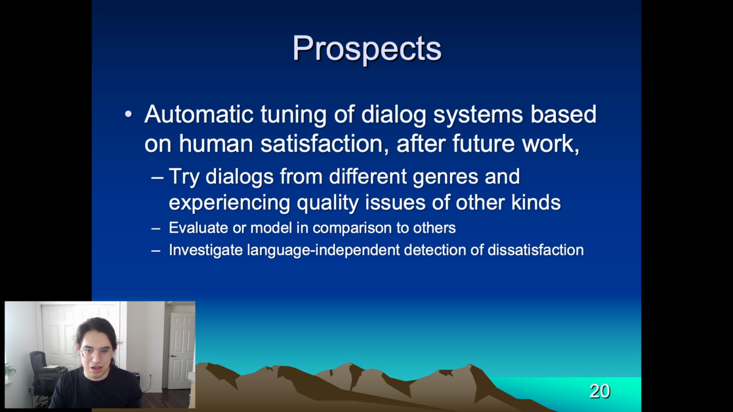Starting with what we're working on now, we would like to try different dialogues from different genres and experiencing quality issues of other kinds. So dialogues that experience issues not related to purchasing a product, for example. We also want to evaluate our model in comparison to other models, and this is possible because we made our corpus publicly available. And lastly, we want to investigate language independent detection of dissatisfaction. So we hope that this opens new opportunities for rapid tuning research, even outside of spoken dialogue systems.